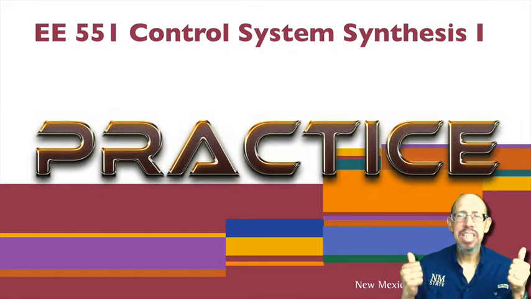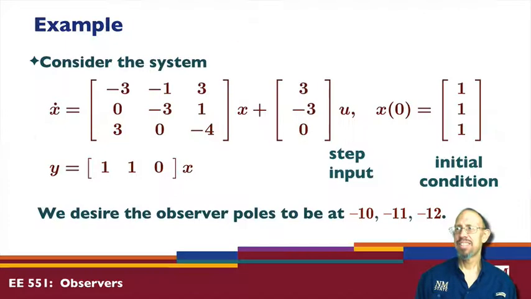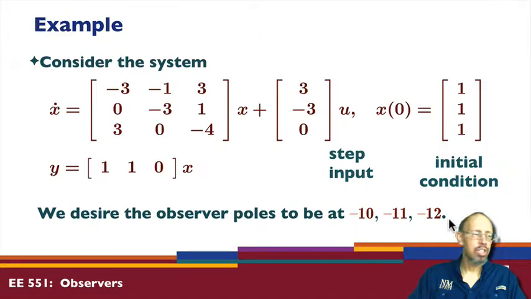Okay, we're now going to look at some practice problems. So here we consider the system given by this state model with this initial condition. Here's my output. We're going to apply a step input as the input, and we're going to simulate this system, and we desire to see the observer poles and to have them be at -10, -11, and -12.